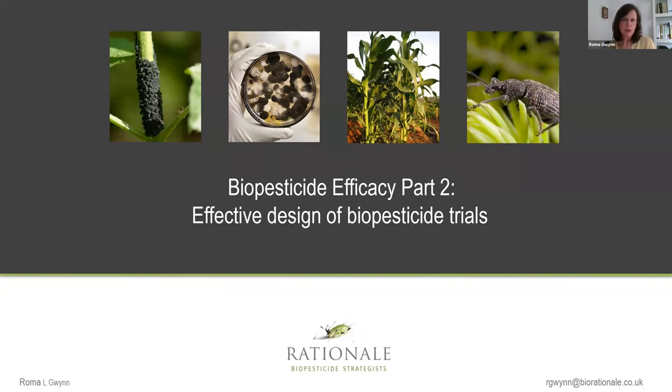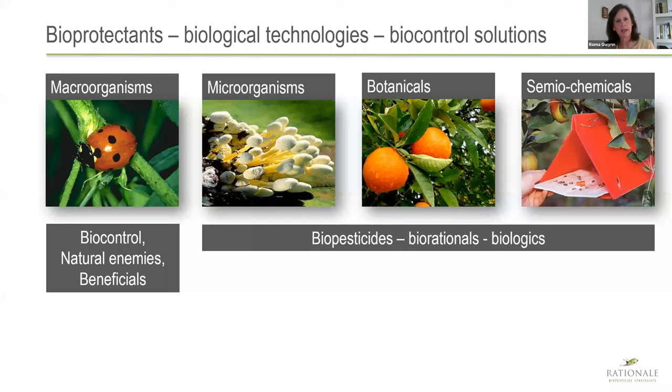What I first wanted to do was go through a little bit of a recap on what we talked about last time, but also I want to draw something slightly different out of it. First of all, a reminder of the technologies that we're talking about when I'm talking about biopesticides. There's four groups. You've got the macroorganisms, which are natural enemies, microorganisms, botanicals, and semiochemicals.